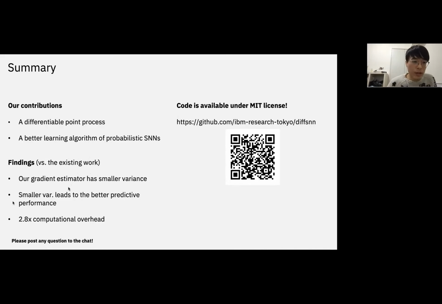And is there any biologically plausible interpretation of your learning algorithm? The answer is no. This is not a biologically plausible algorithm because it is based on backpropagation, which is often criticized as biologically implausible.